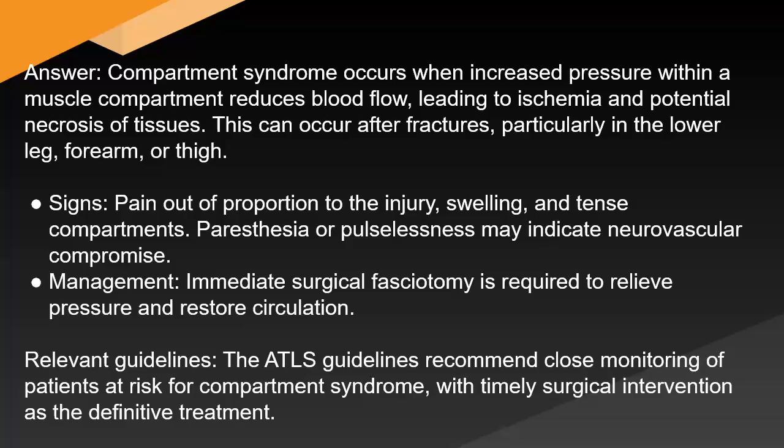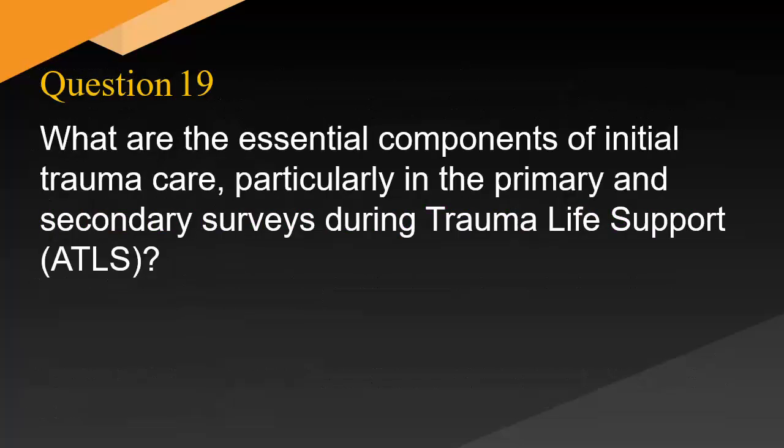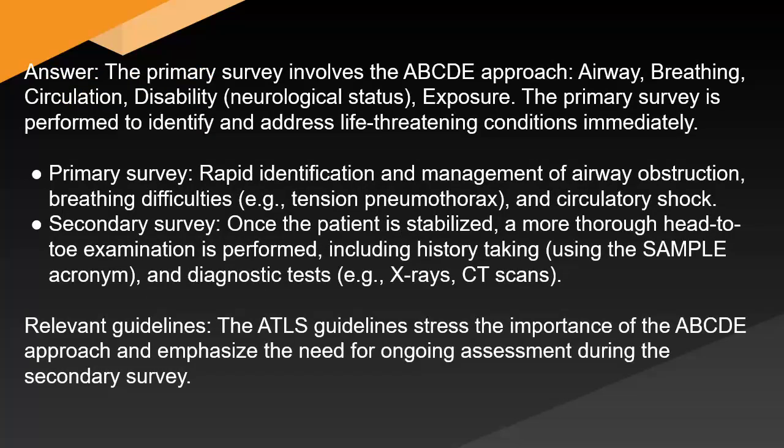What are the essential components of initial trauma care, particularly in the primary and secondary surveys during trauma life support? ATLS. Answer: The primary survey involves the ABCDE approach: airway, breathing, circulation, disability (neurological status), exposure. The primary survey is performed to identify and address life-threatening conditions immediately. Primary survey: rapid identification and management of airway obstruction, breathing difficulties, e.g. tension pneumothorax, and circulatory shock.